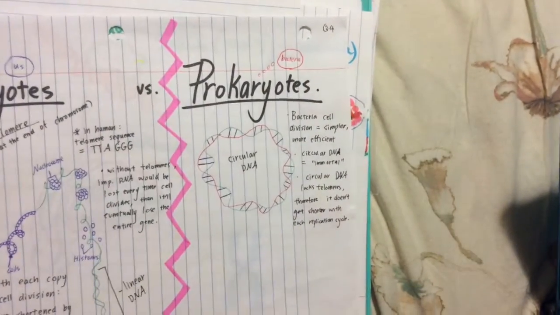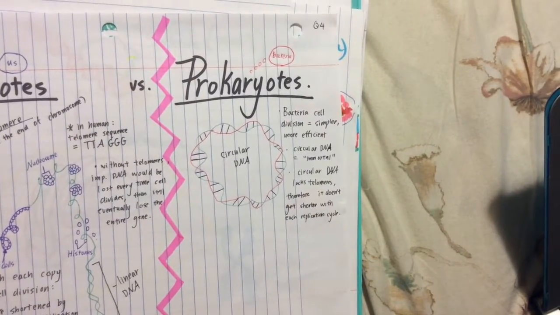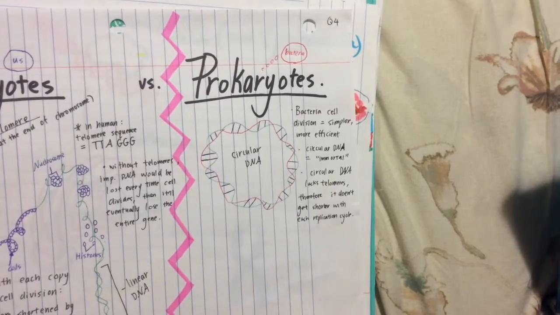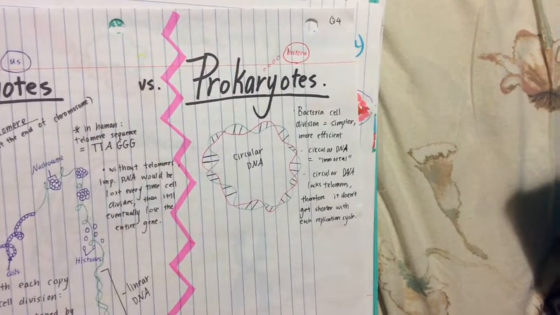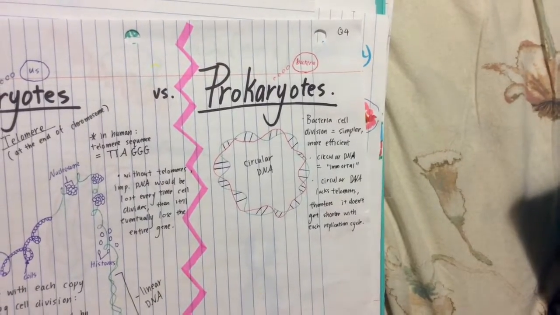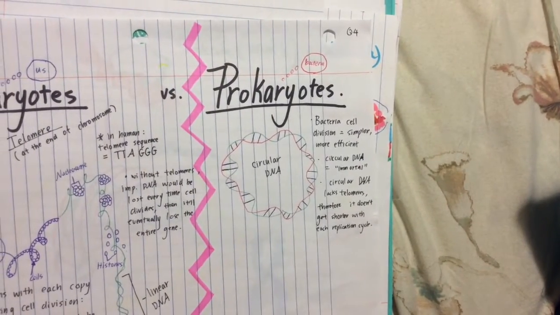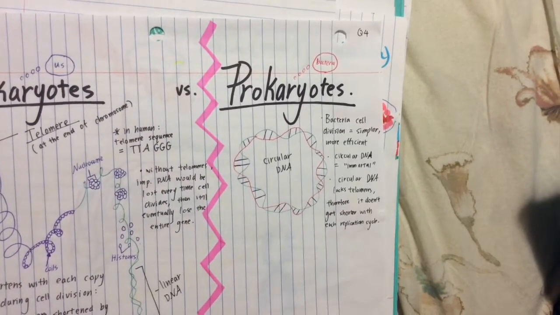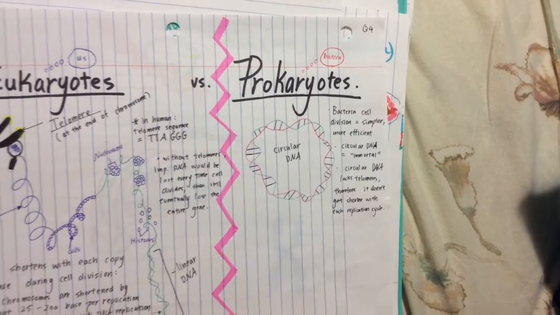So bacteria are prokaryotes. In prokaryotes, they have circular DNA. So during bacterial cell division, it's much simpler and more efficient compared to linear DNA. Circular DNA lacks telomeres, therefore it doesn't get shorter with each replication cycle.